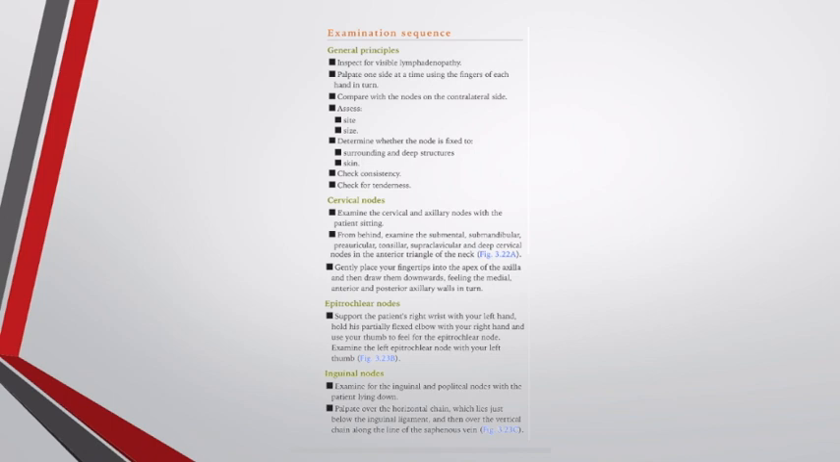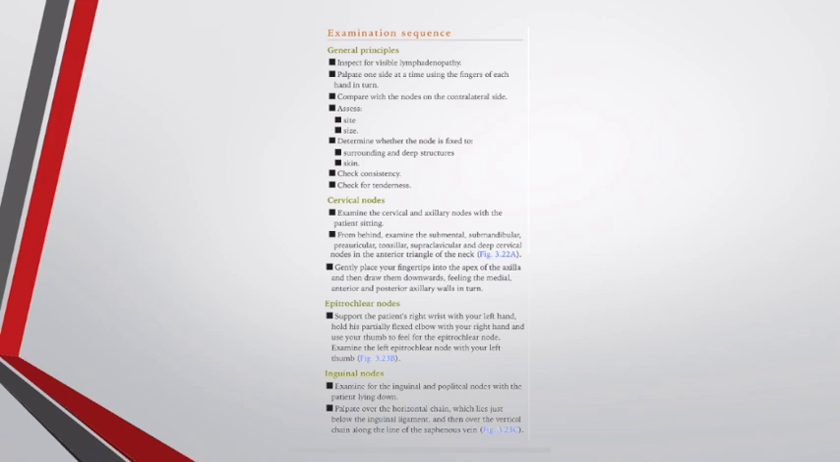So we have the patient relax with their arm at their side, and then we push upwards. We push our fingertips up into the apex of the axilla, and then slowly move them downward, palpating against the chest wall to try to find if there are any medial, anterior, or posterior lymph nodes in the axilla, the axillary fossa.